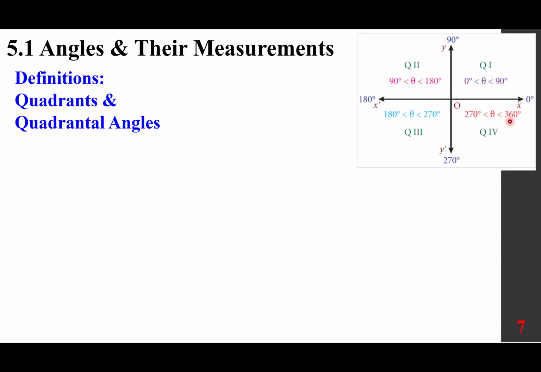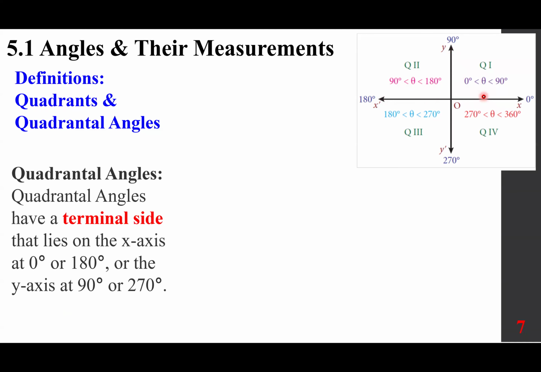What about the angles that are on each side? In this case, the positive side of the x-axis would be 0. The positive side of the y-axis would be 90 degrees. The negative side of the x-axis would be 180 degrees. The negative side of the y-axis would be 270 degrees. Going back here, 0 or 360 degrees. Those are considered quadrantal angles.